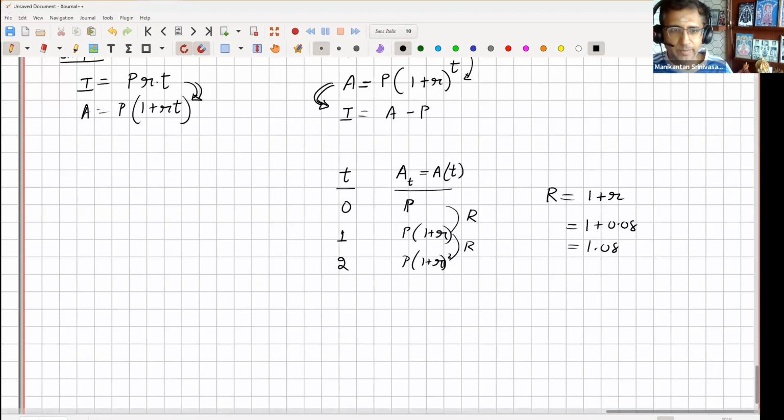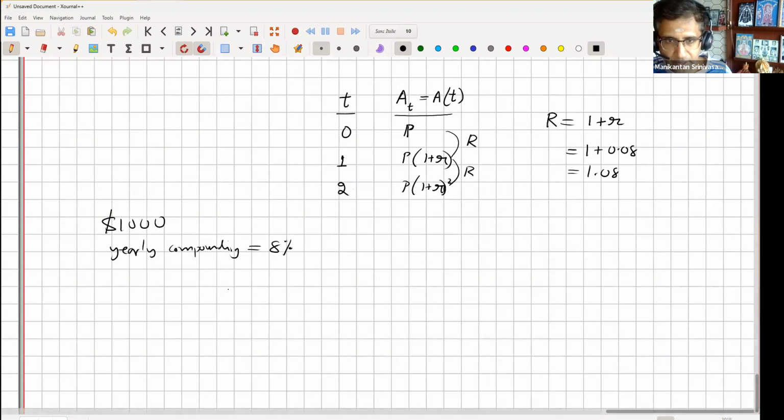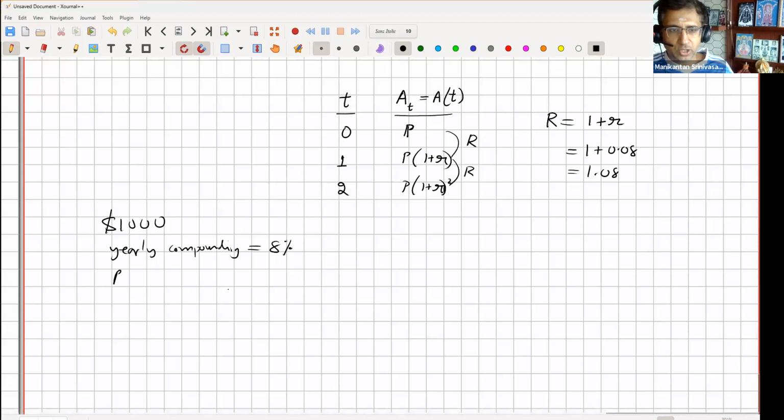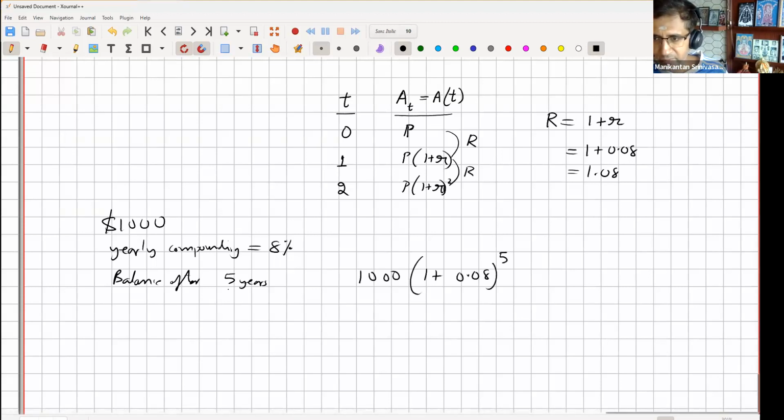A simple geometric progression could be as simple as you put $1,000 in your bank. Let's say yearly compounding, and this is an important point, right? So yearly compounding of 8%, 8% per year. Then what the question could be: how much is your balance after, let's say, 5 years? All of us know this. So 1,000 times (1 plus 0.08) whole power 5.